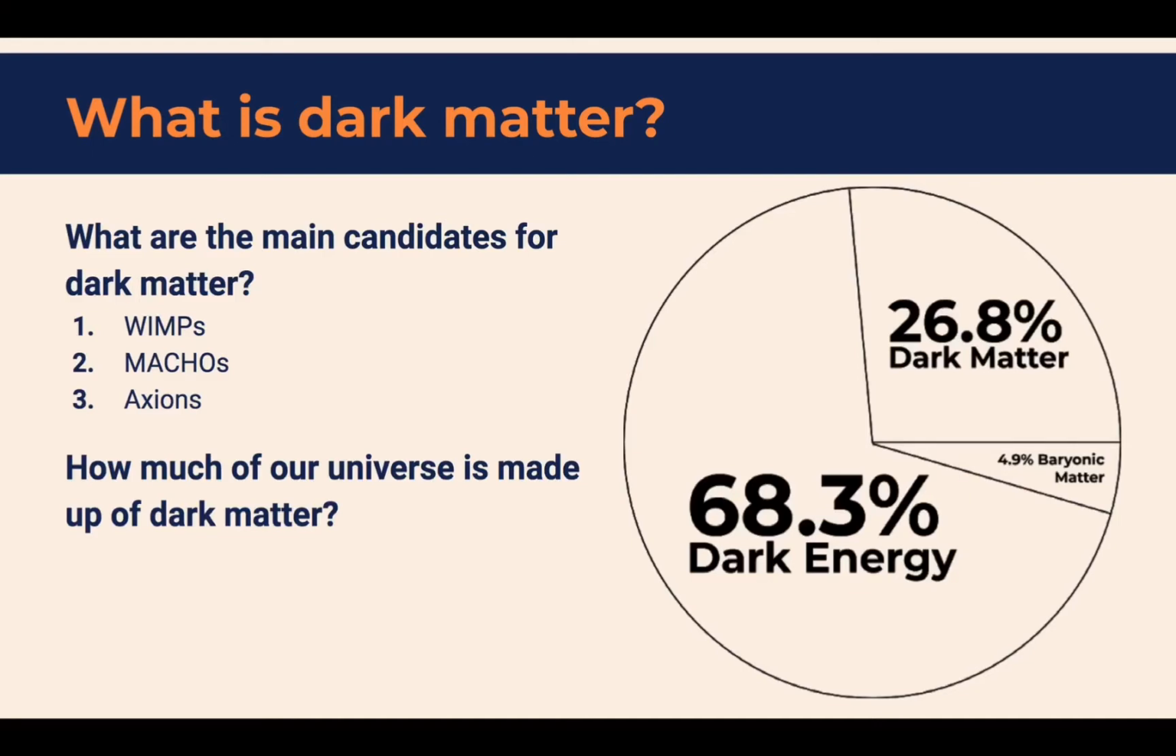axions. Our current understanding is that the universe is made up of around 5% baryonic matter, 27% dark matter, and 68% dark energy. This means that the matter that makes up galaxies and stars only accounts for 5% of the universe, which really puts into perspective the extremely large scale of it.